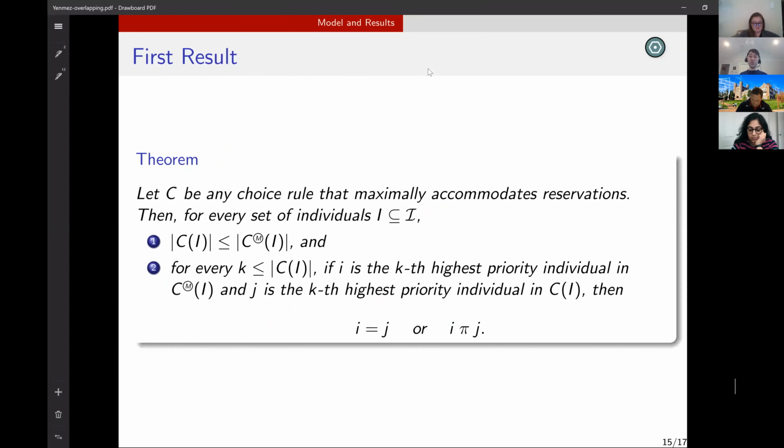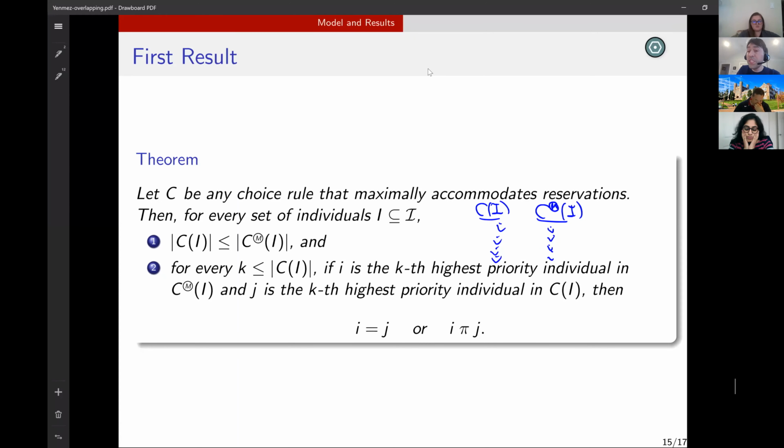Let's take any choice rule that maximally accommodates reservations. So C can be any choice rule that maximally accommodates reservations. Then for every set of individuals I, the following is true. 1, the number of individuals chosen by the meritorious horizontal choice rule is weakly greater than the number of individuals chosen by C. And furthermore, let's rank all the individuals chosen by C and by the meritorious horizontal choice rule according to their merit scores.